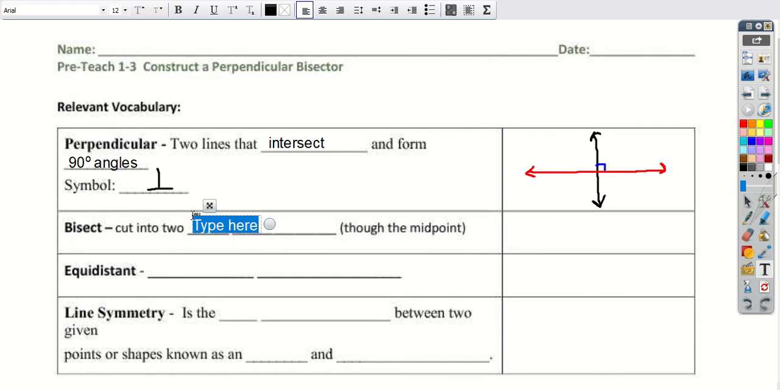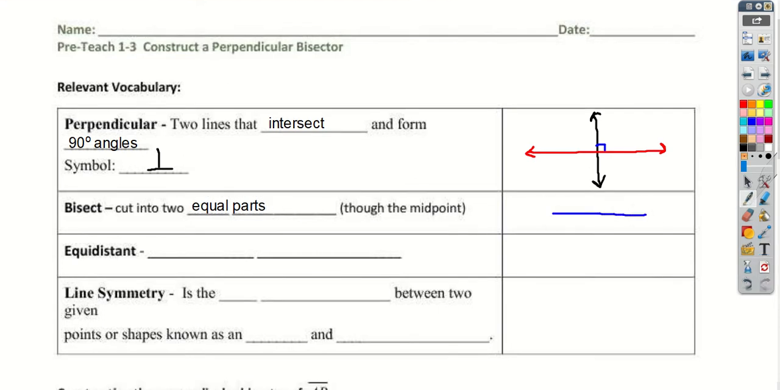Bisect is a word that means to cut into two equal parts. It's cutting through the midpoint. So I might have a line segment drawn, and if I wanted to draw a line that bisects it, I would cut through the midpoint here. It doesn't have to be necessarily perpendicular up and down, and how we indicate that it cuts through the midpoint is we mark slashes through both sides. So this slash indicates that this segment is congruent to that segment, okay?